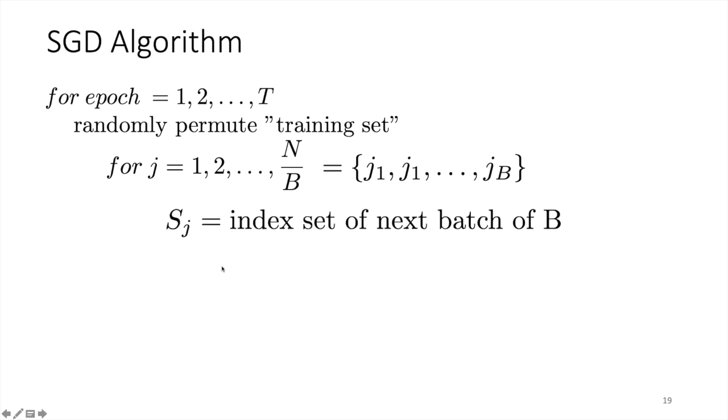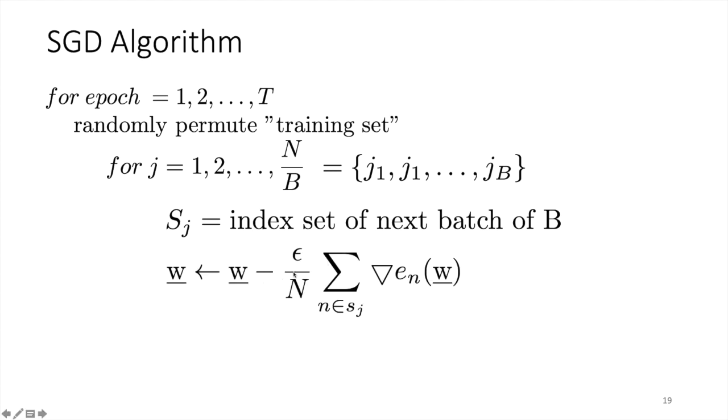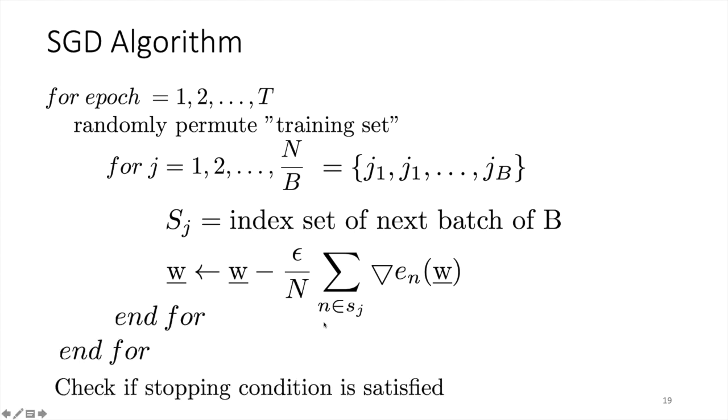And then we're going to define S of J as an index set of next batch of B. And then we use the same update rule for gradient descent, including the number of batches, right, for each of those. So we are in batch now for update. So the W will be W minus epsilon divided by N, and a summation of all of those gradient En of W. And then finally, we can end this loop and end the first one for the epoch.